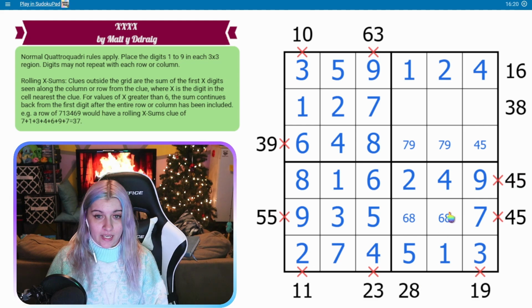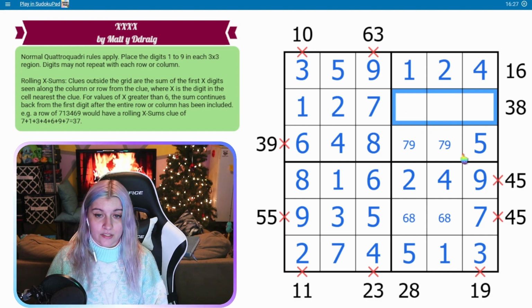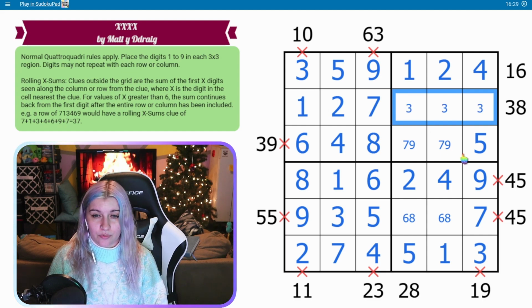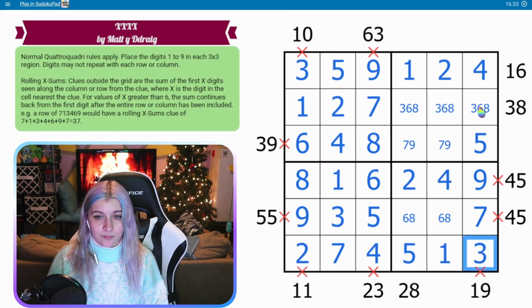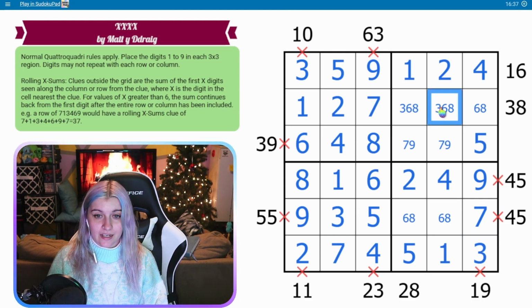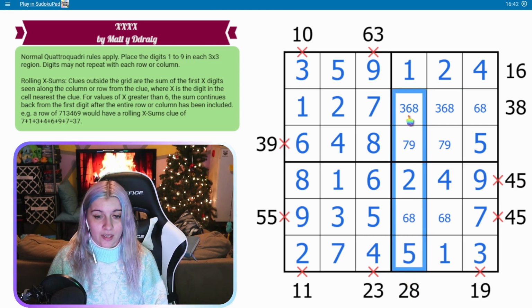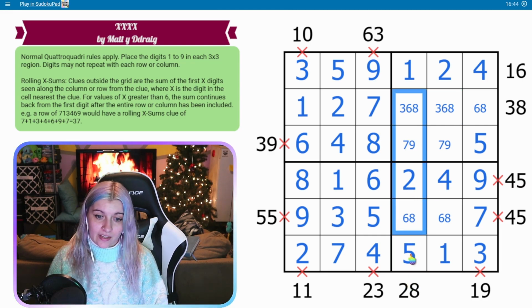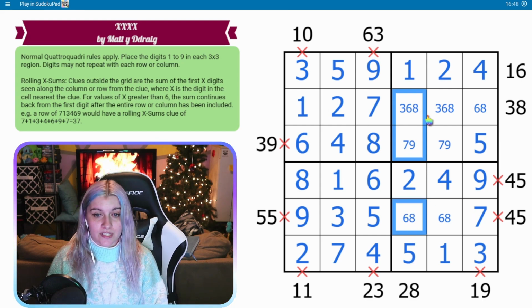I have this 28 to figure out and I have this 38 to figure out. Okay. These 3 cells need to be 1, 2, 3, 4, 5, 6, 7, 8, 9. This can't be a 3. Other than that, I'm not sure. Okay, let's look at this 28. 1, 2, 3, 4, 5. 28 minus 5 is 23, minus 2 is 21. So these 3 cells need to be 21.